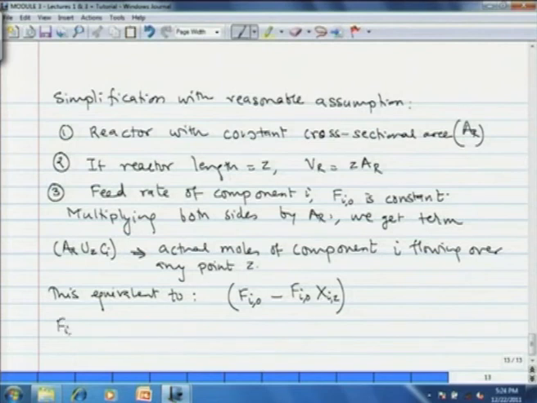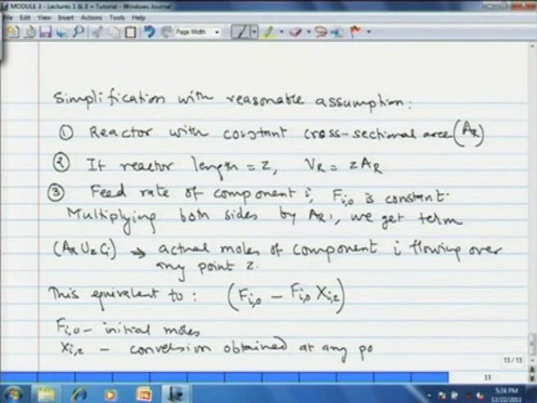Fi naught are the initial moles of species i, and Xi,Z is the conversion obtained at any point along the length of the reactor.